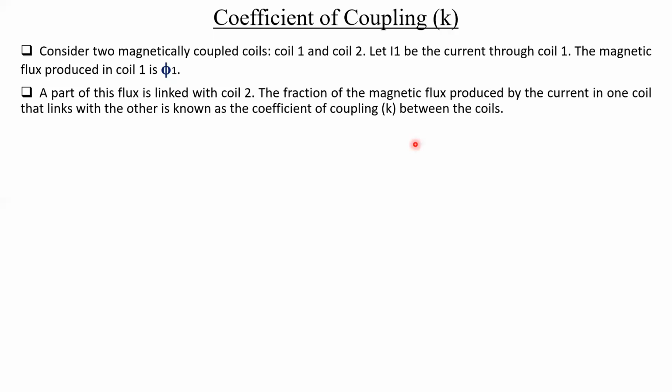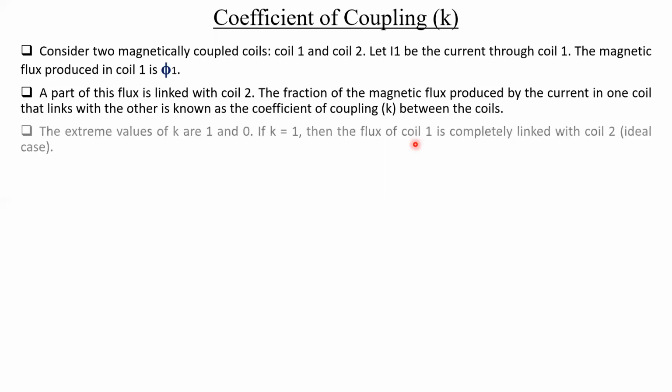A part of this flux is linked with coil 2. The fraction of magnetic flux produced by the current in one coil that links with the other is known as the coefficient of coupling. The extreme values of K are 1 and 0. If it is very closely coupled, then K is equal to 1. If you have one coil at Pericode and another coil at Chinnakada, then if there's a flux in coil 1, there won't be any linkage in the coil at Chinnakada. In such a case, we say the coefficient of coupling is 0.